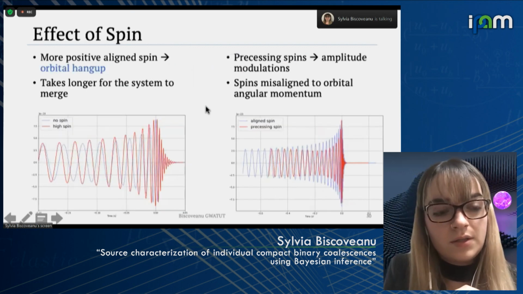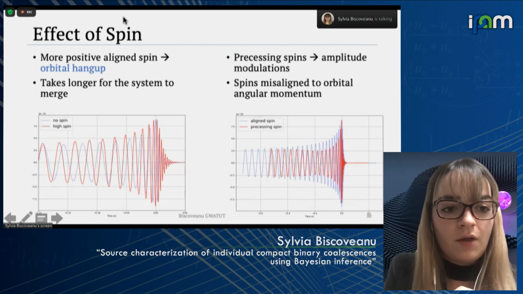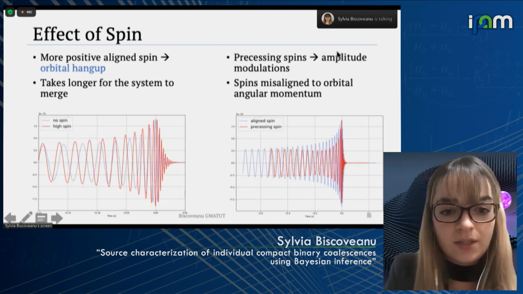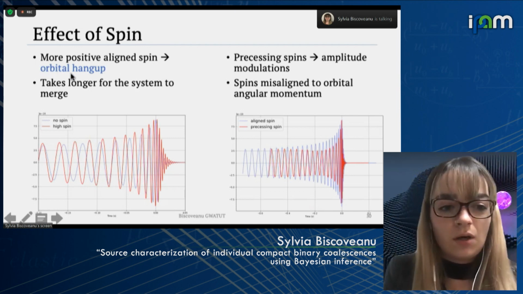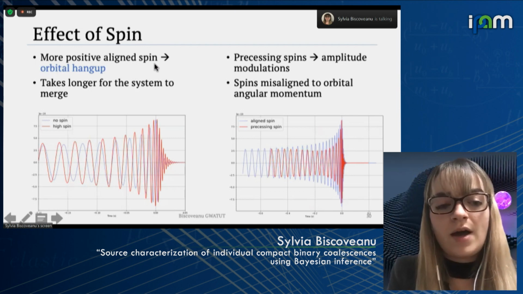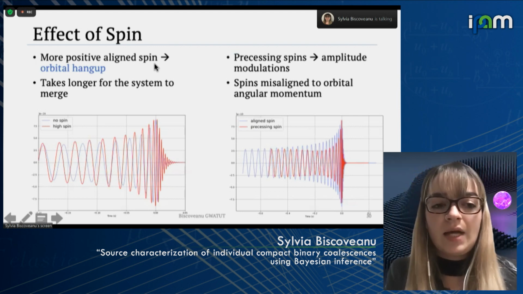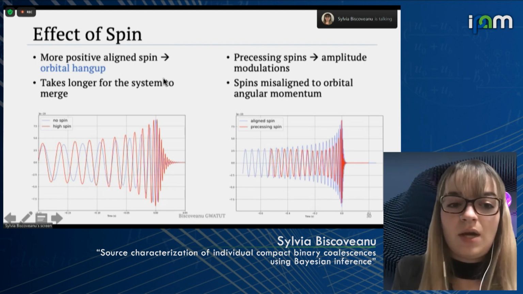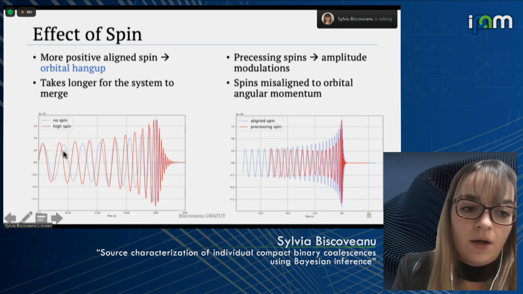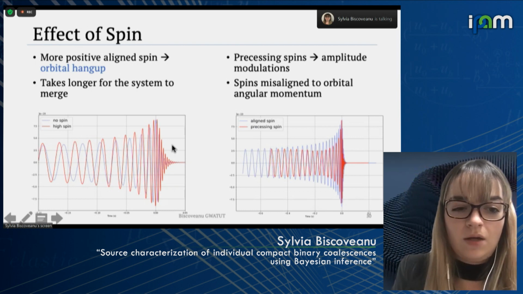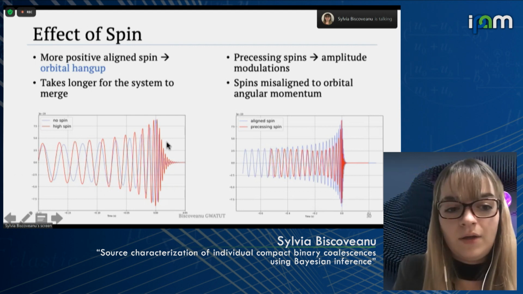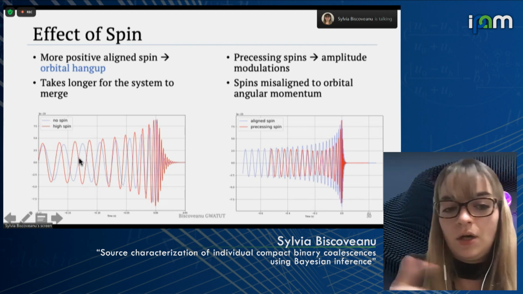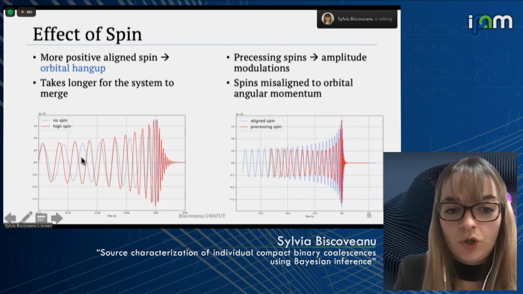Okay, and the spin enters the waveform through two easily distinguishable effects. The first is what's called the orbital hang-up effect. So if you have a more positive aligned spin, it just takes longer for a system with the same masses to merge relative to a non-spinning system. You can see that here. In blue is a non-spinning system, and in red is a system with a high aligned spin. And the waveform is just longer, so the presence of the spin delays the merger.